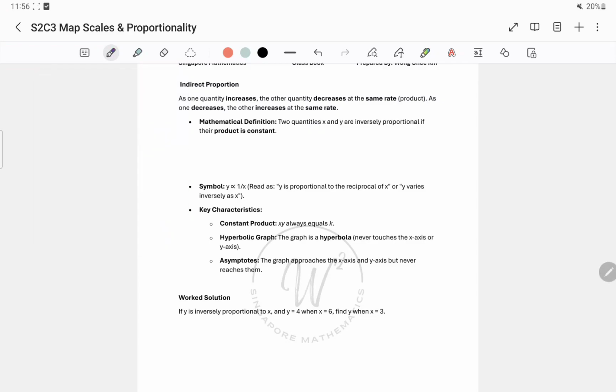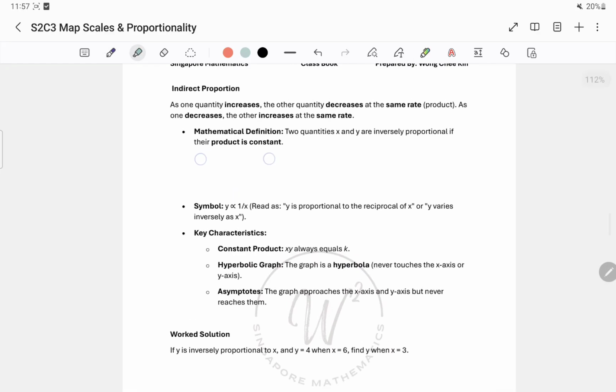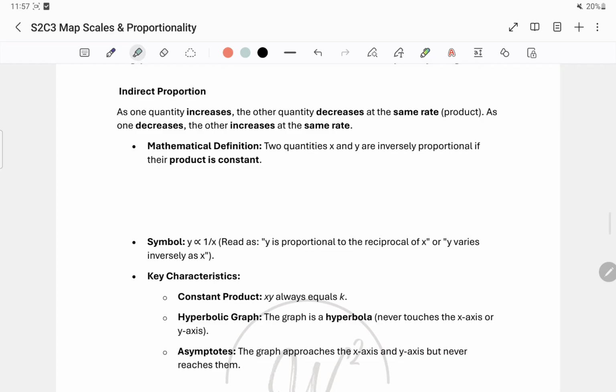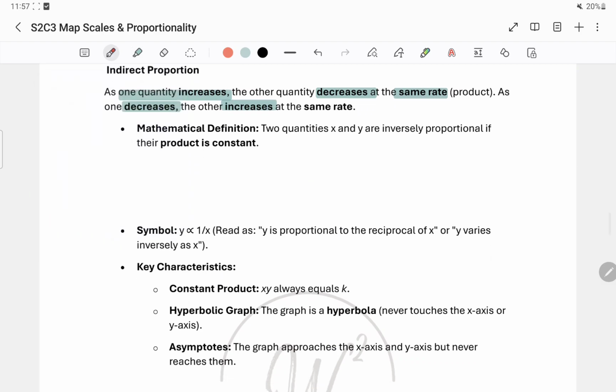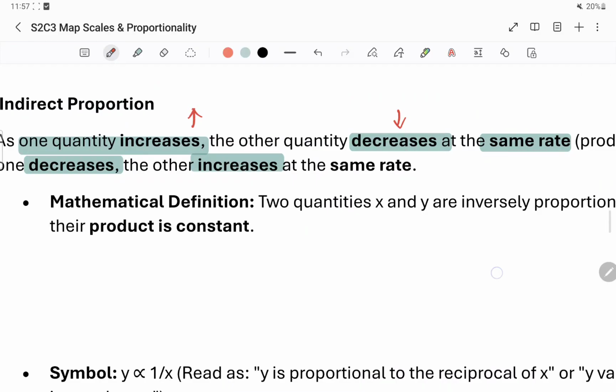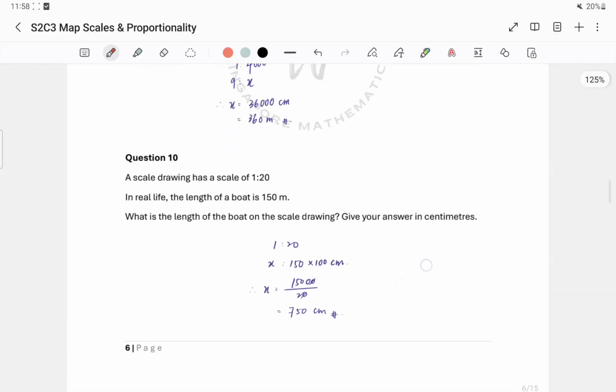Now you will look into what it means by indirect proportion. Okay, so what does indirect proportion mean? Let's say for example, I say y is indirectly proportional to x. This means if one value increases, the other value will decrease at the same rate. If one value decreases, let's say y decreases, then the other will increase. So it's opposite, right? When one increases, the other decreases, or when one decreases, the other increases, and it's also at the same rate.